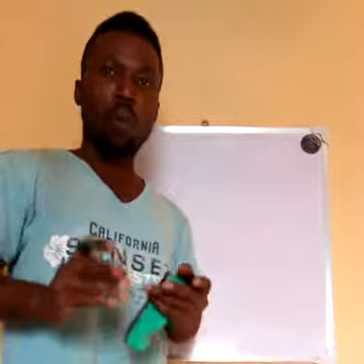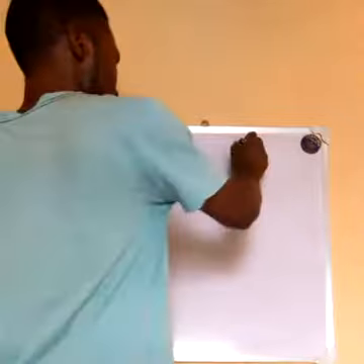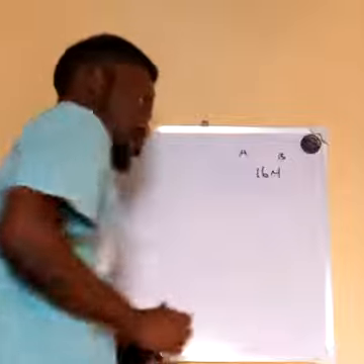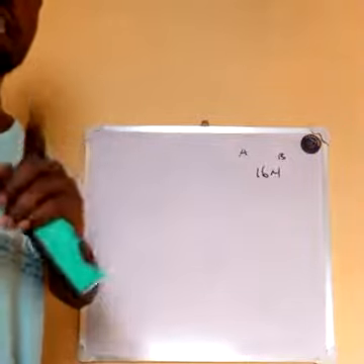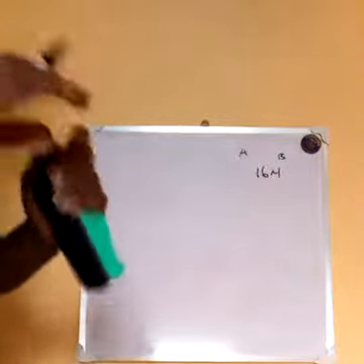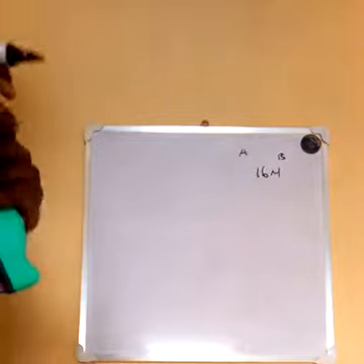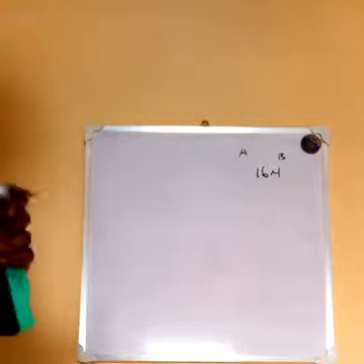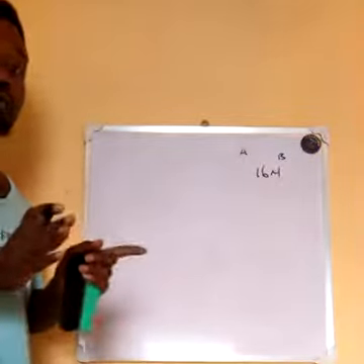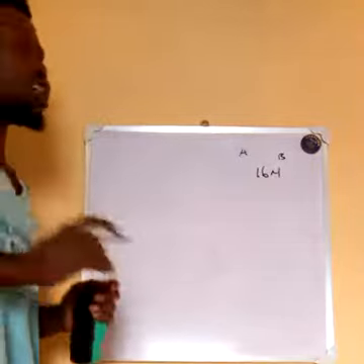Suppose the force of attraction between two bodies, A and B, is given as 16 Newton. The first condition: if the mass of both is doubled and the distance remains the same, what will be the new force of attraction?